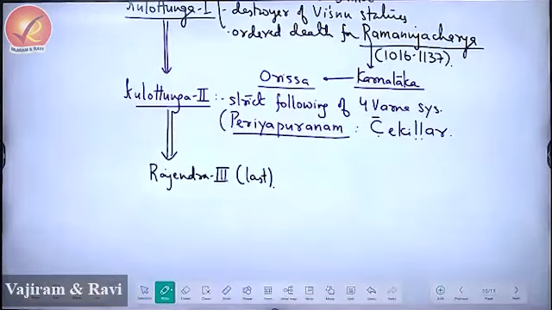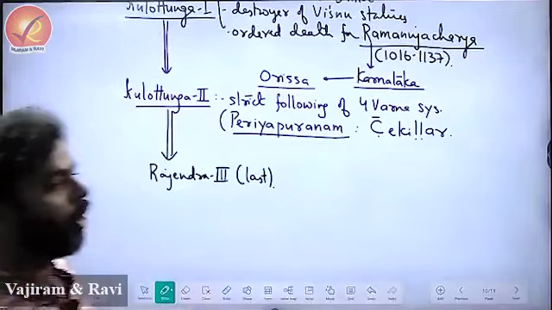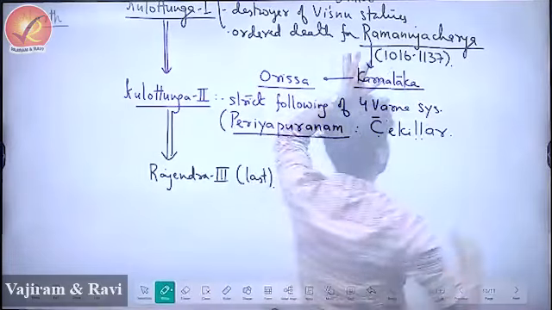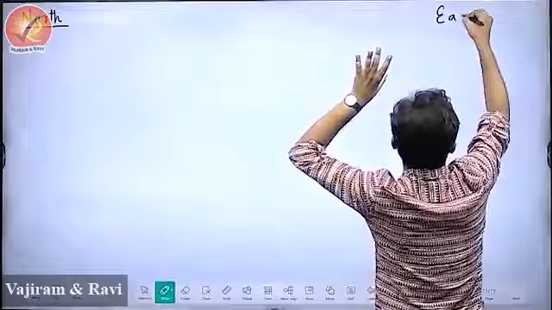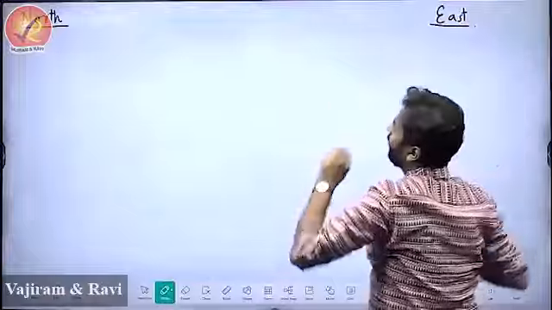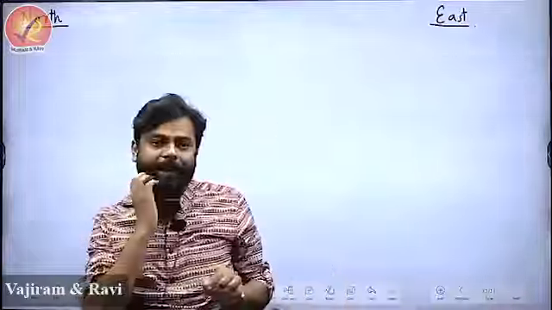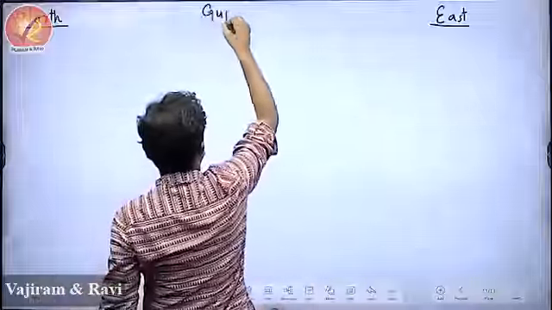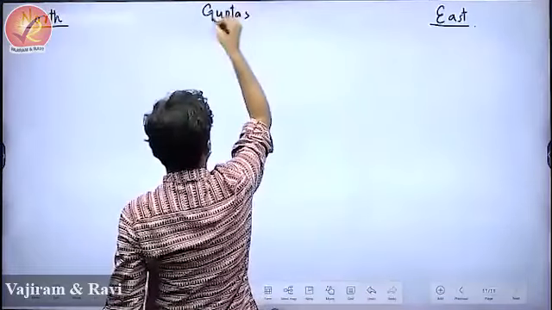So that is south for you. Now we are left with only three: north, east and west. Okay? North and east. The common link between north and east is actually the Guptas.